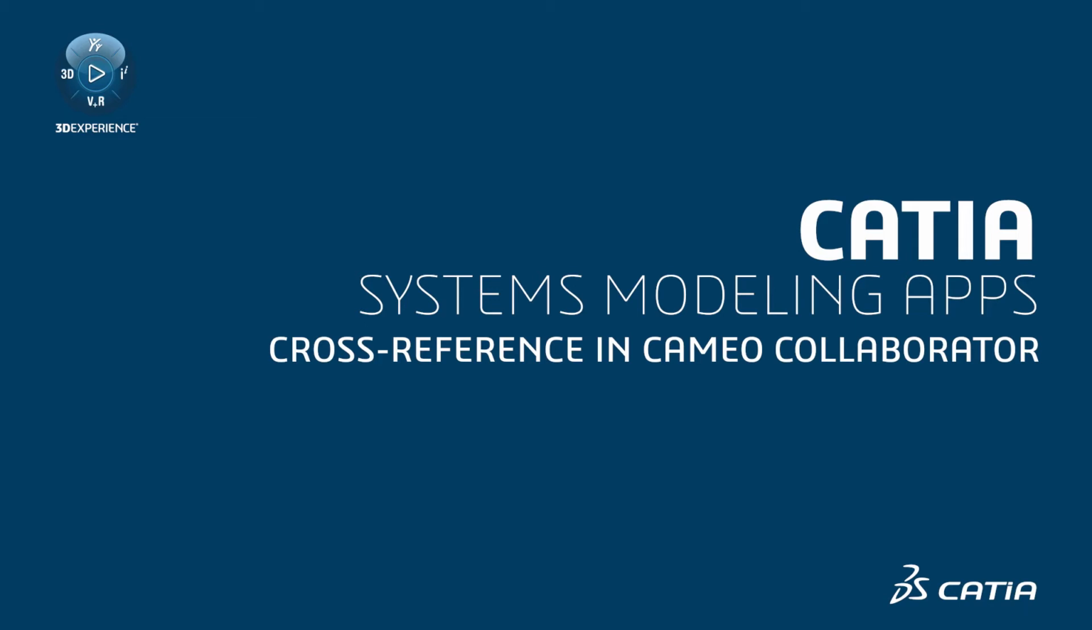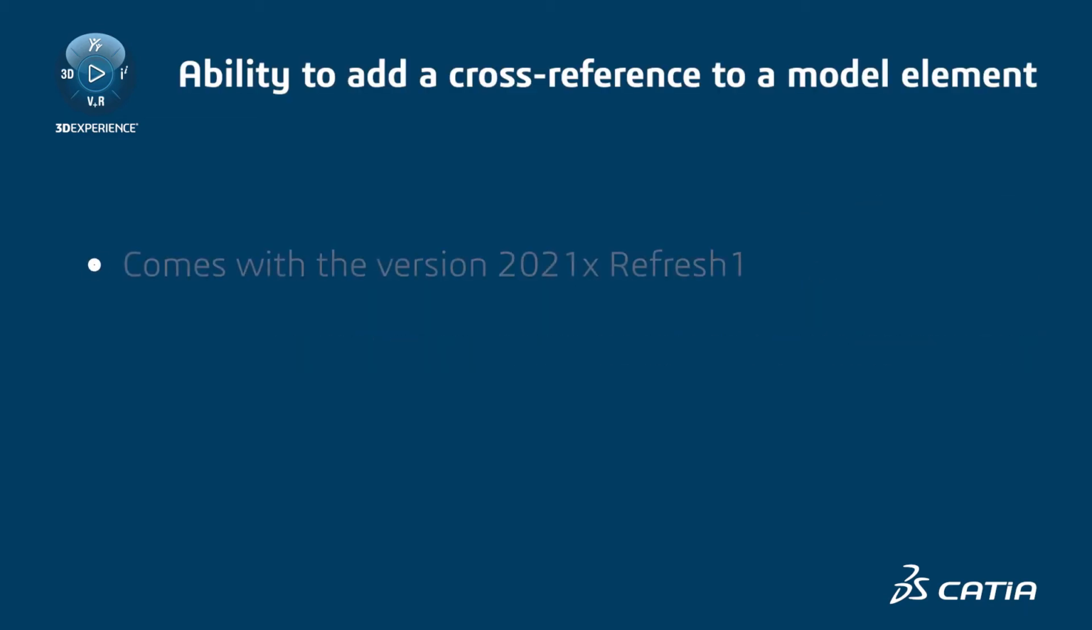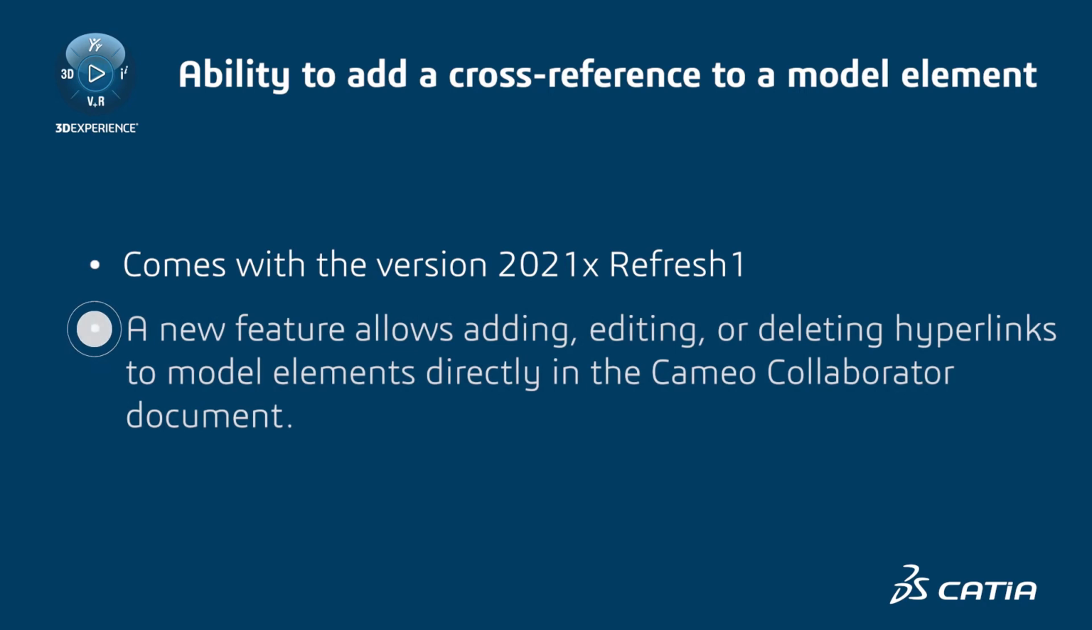Creating a cross-reference in Cameo Collaborator. In the 2021X Refresh1 version, Cameo Collaborator introduces a powerful new feature that allows adding, editing, or deleting hyperlinks to model elements directly in your document. This comes in handy when there is a need to reference a model element in a Collaborator document.